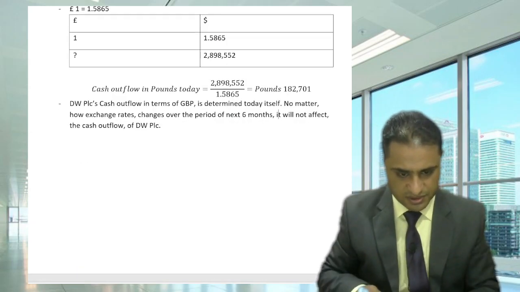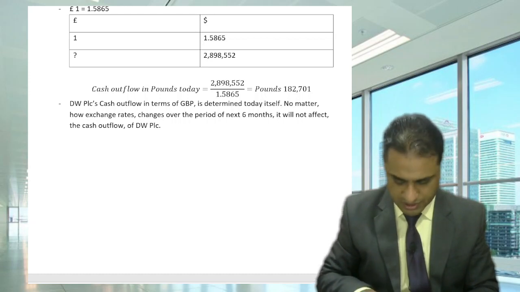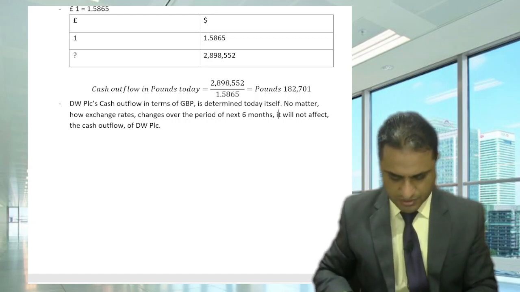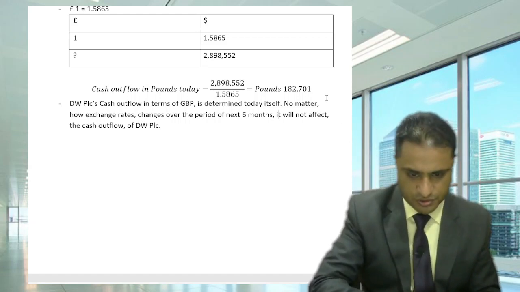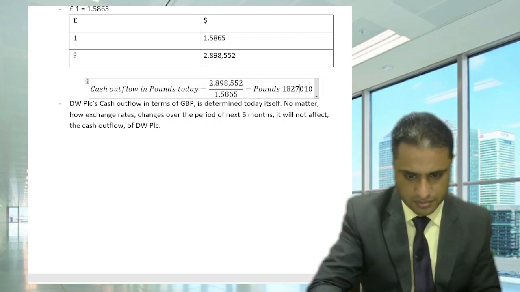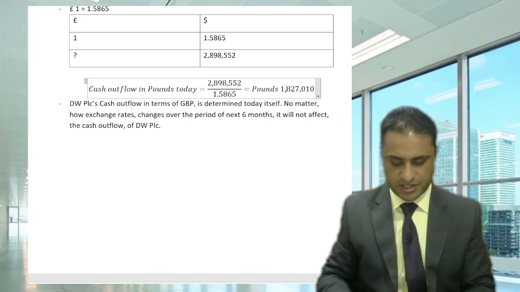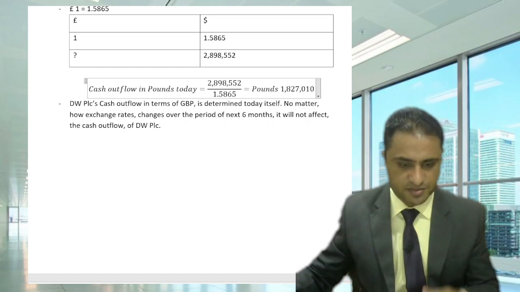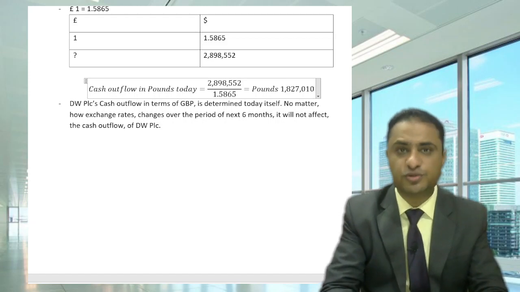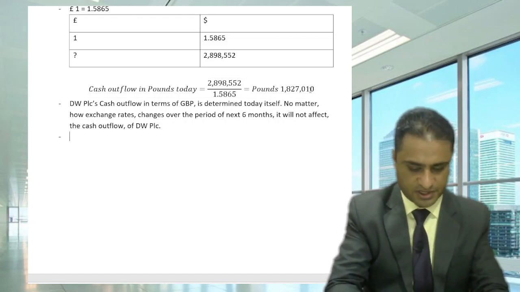Have I missed something here? 2,898,552 divided by 1.5865. Yeah, one more zero is required here. It will be 1,827,010. Pardon me for the mistake. So these two things are not comparable here.